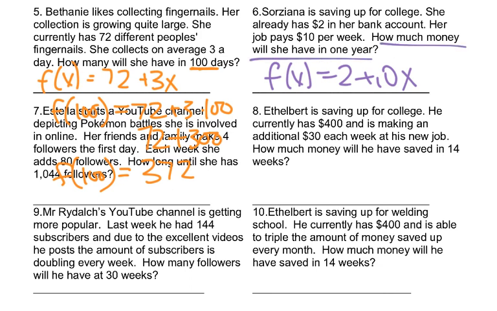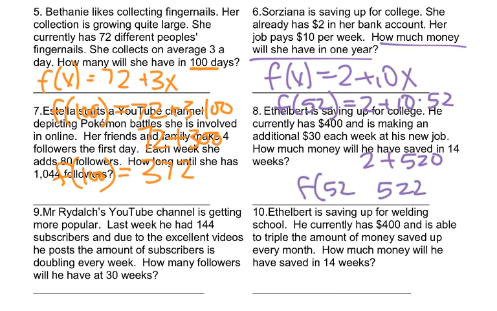So that's the independent. So in 1 year there's 52 weeks. So we're going to go f of 52 equals 2 plus 10 times 52. Okay, 10 times 52 is 520, plus 2 is 522. So in a year she's only going to have 522 saved up, which is not a whole lot. She probably needs to do a little bit better at that.